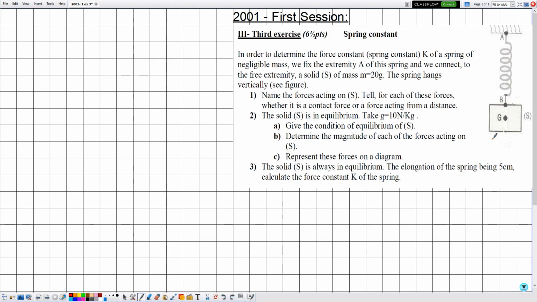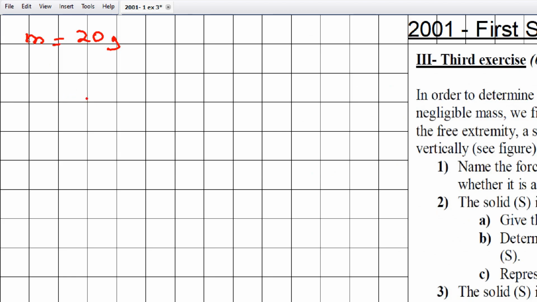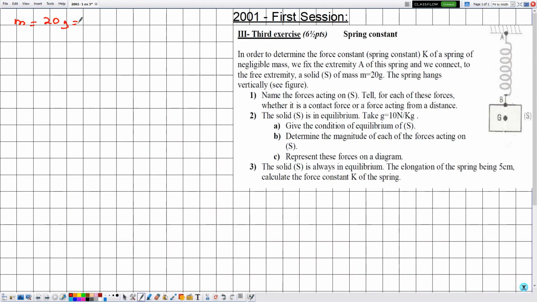In order to determine the force constant, spring constant K of a spring of negligible mass, we fix the extremity A of the spring and we connect to the free extremity a solid mass of mass m equal to 20 grams. Here, grams is not the SI unit of mass. In order to convert from grams to kilograms, we simply divide by 1000. Then 20 divided by 1000, this mass is given by 0.02 kilograms in the SI.